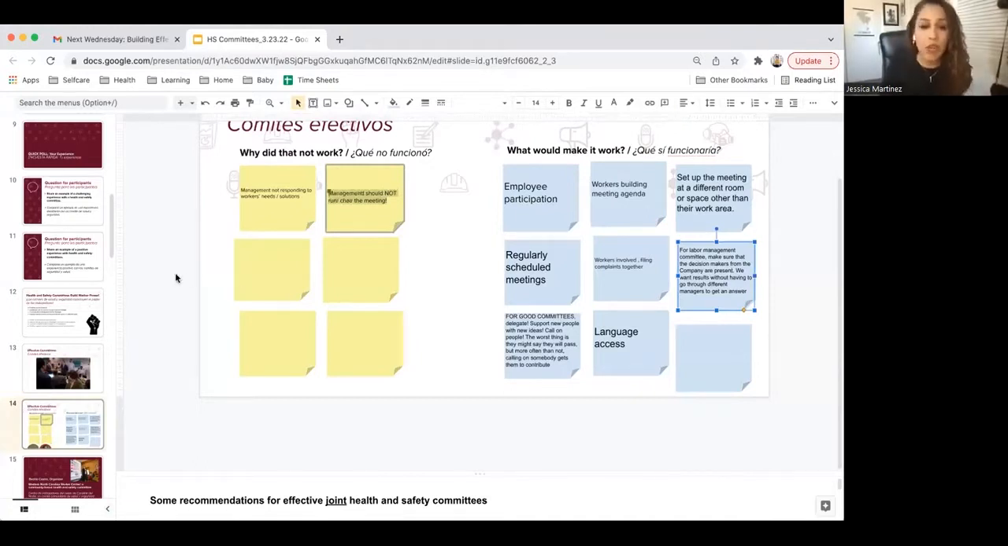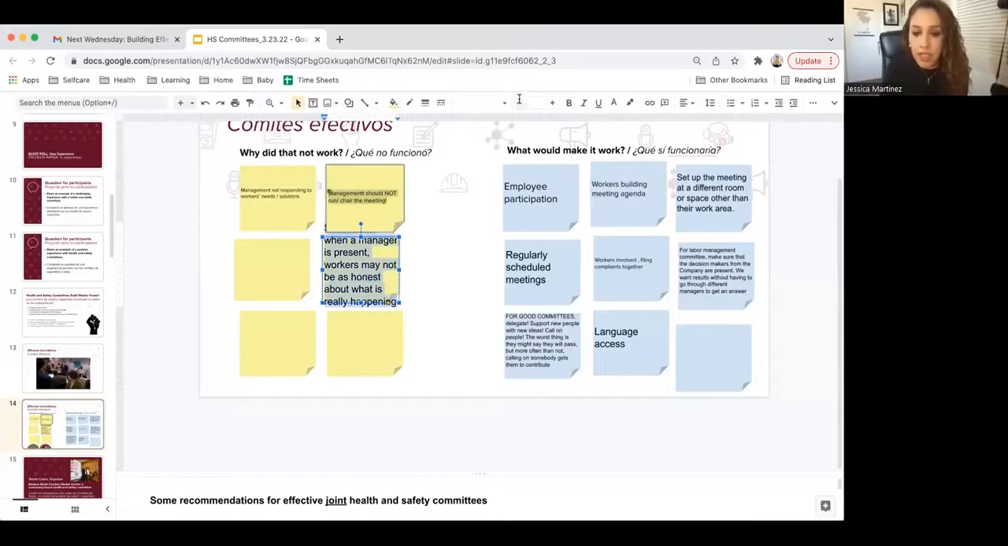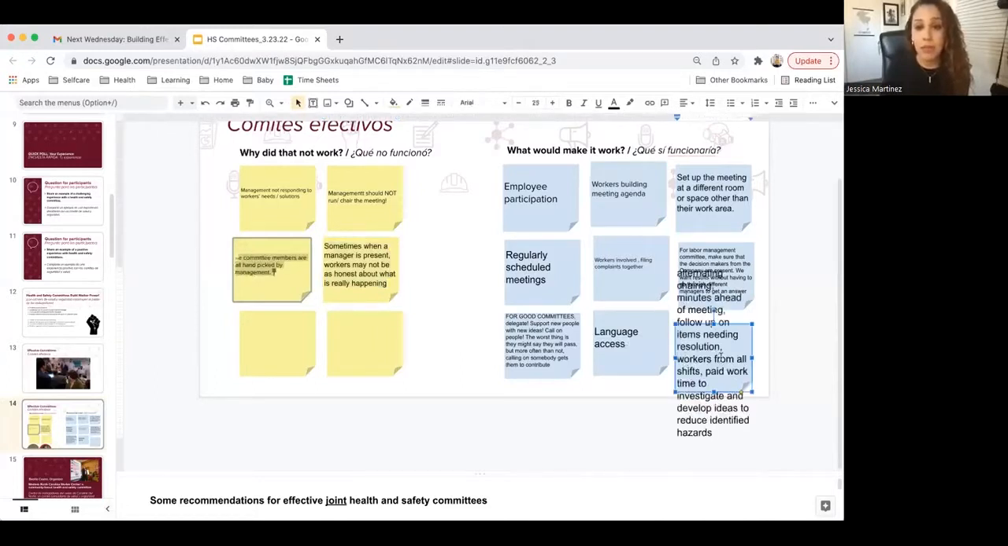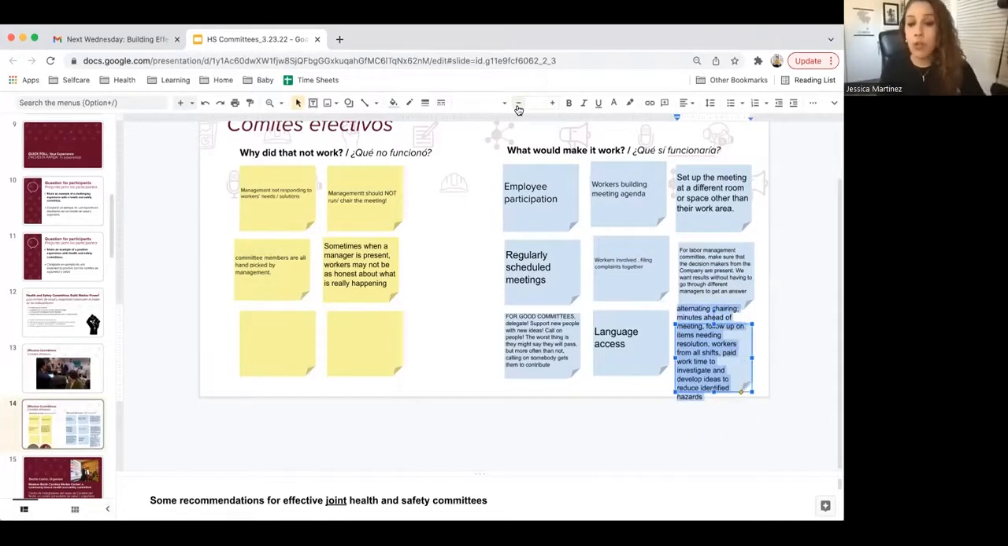So thank you so much for all the comments. We're going to do our very best to include them in the notes here, and share. And then the last is a problem, which is also very good to note, when you have committee members that are all handpicked by management, that's also an issue in some cases, because it might not be the best representation of worker issues. So thank you so much to everyone for contributing to this.